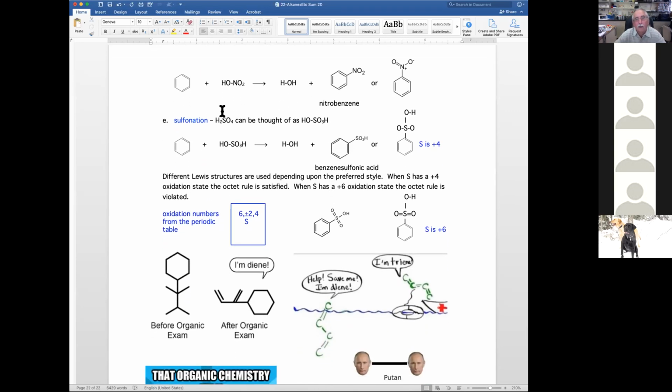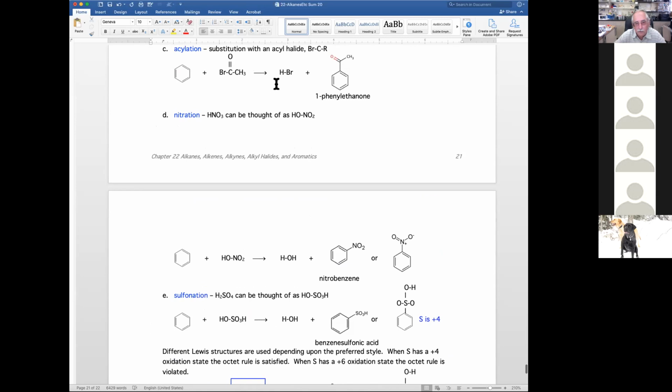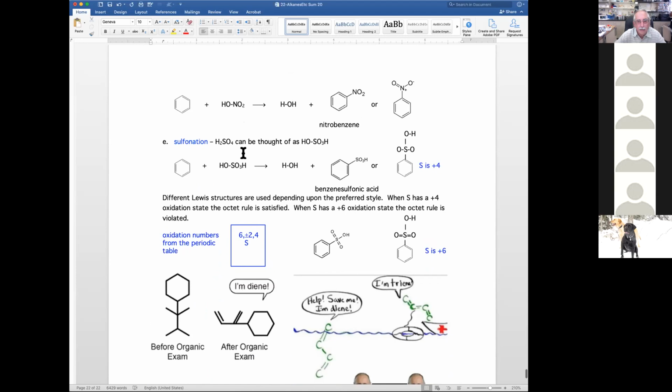Sulfonation, again, take sulfuric acid and think of it like this. So again, you're making a small molecule that's going to be rather stable, whether it's water or whether it's a hydrogen bromide or chloride or something. Now, that sulfur needs one more place to go, right? And that carbon needs one more bond, so you let them have it.